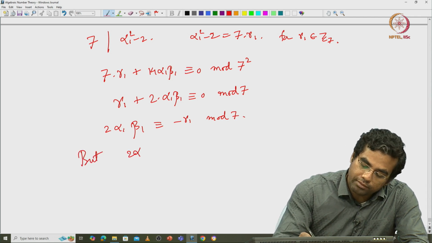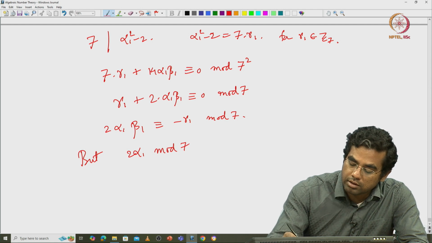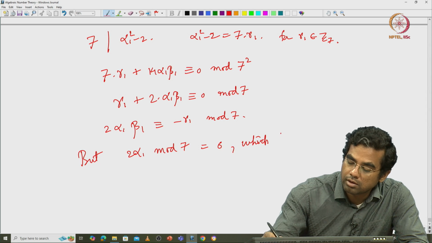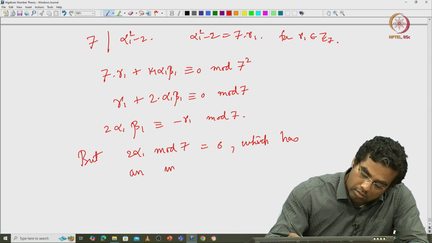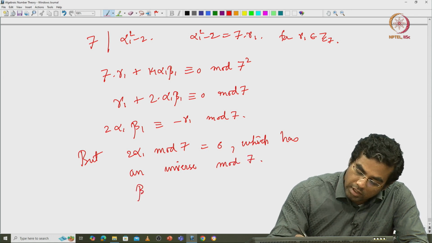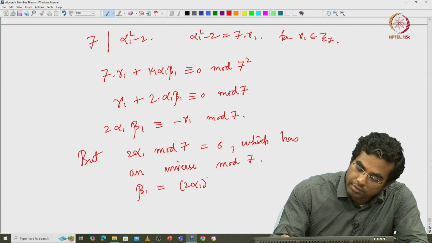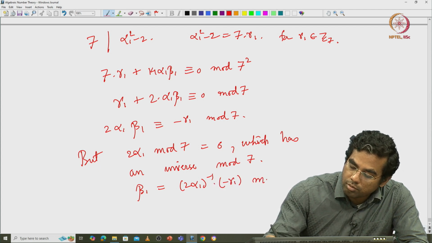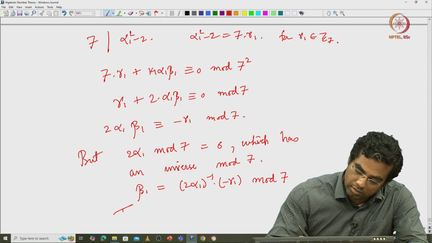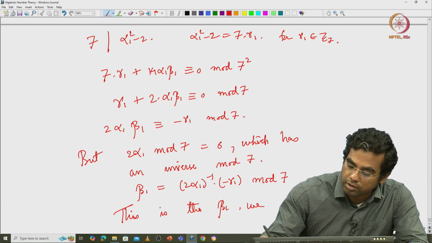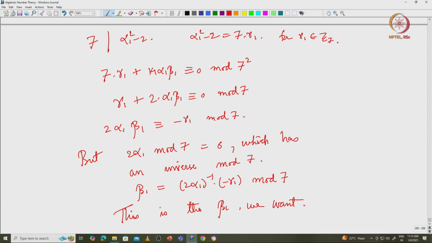But 2 alpha 1 mod 7 is equal to 6, which has an inverse mod 7. So, I can take beta 1 to be 2 alpha 1 inverse times minus gamma 1 mod 7. So, this is the beta 1 we want. So, that is how you find alpha 2. So, that is just the first step.